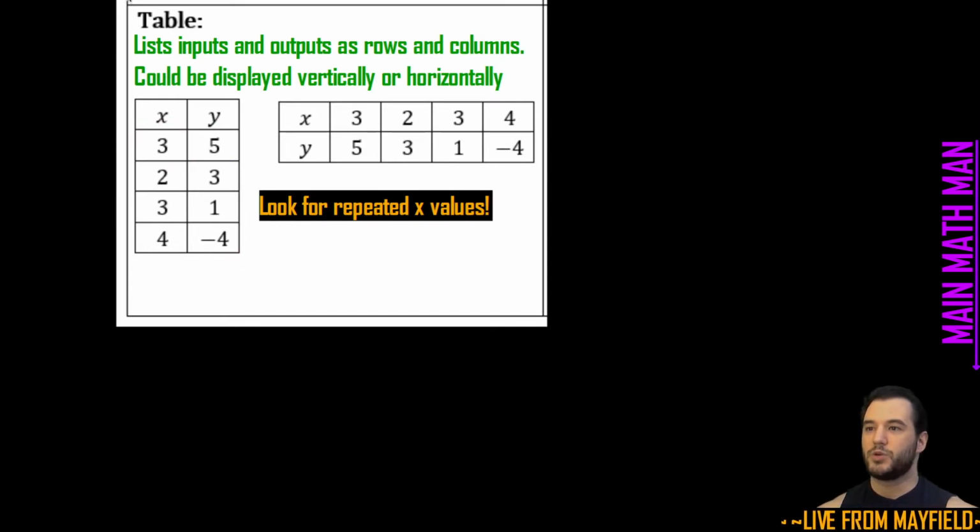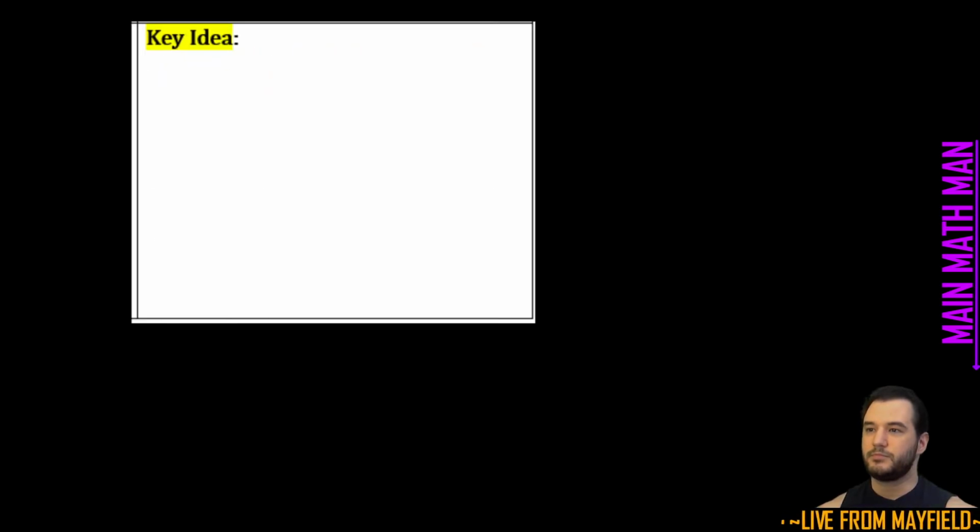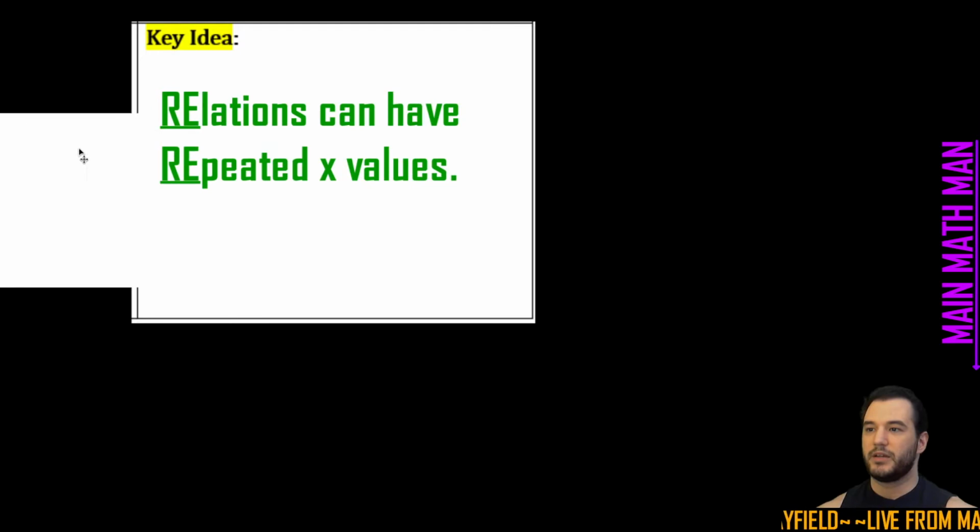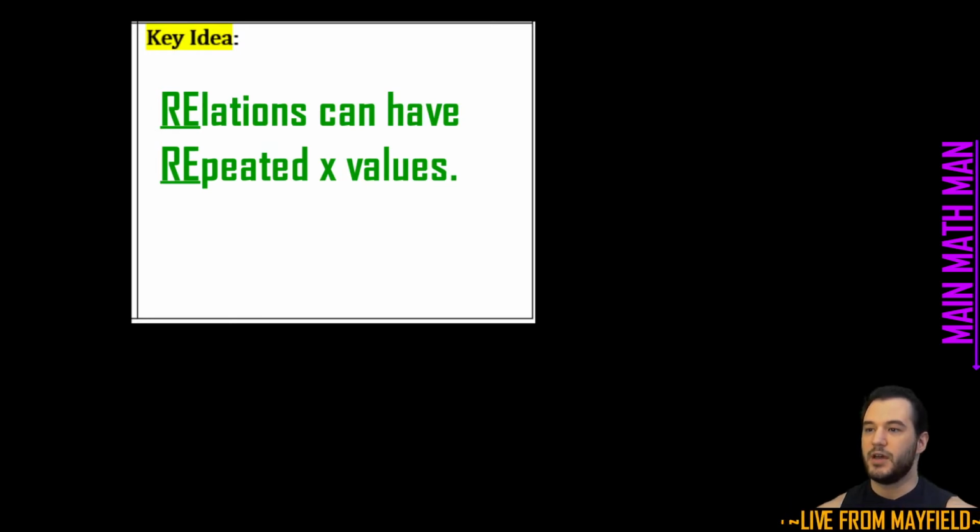However, you want to make sure you're looking for those repeated x values. And I notice, hey, I have a 3 and a 3, and I have a 3 and a 3. Again, those are repeated x values. That means it is a relation. So that's another form of relations that you have. Again, the key idea from this main takeaway is that relations can have repeated x values. As long as you're remembering that, you are good.